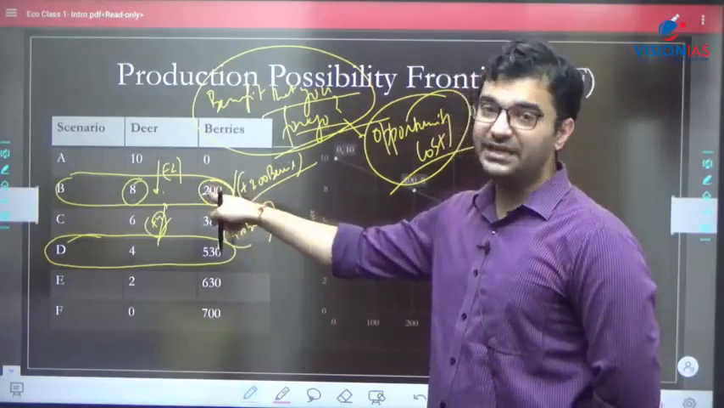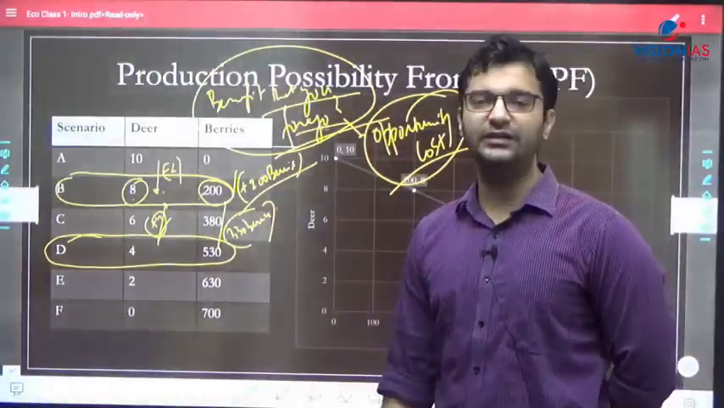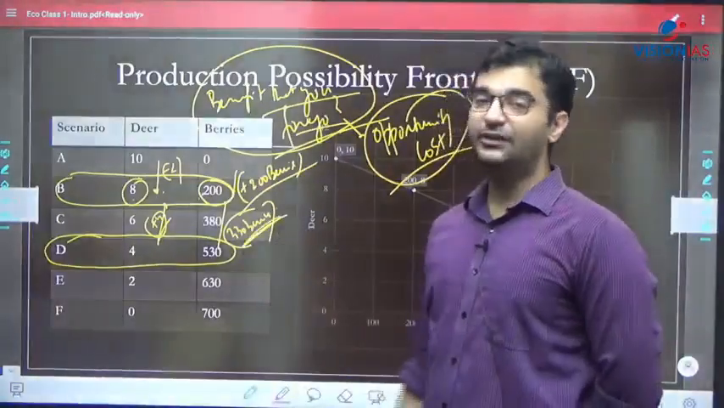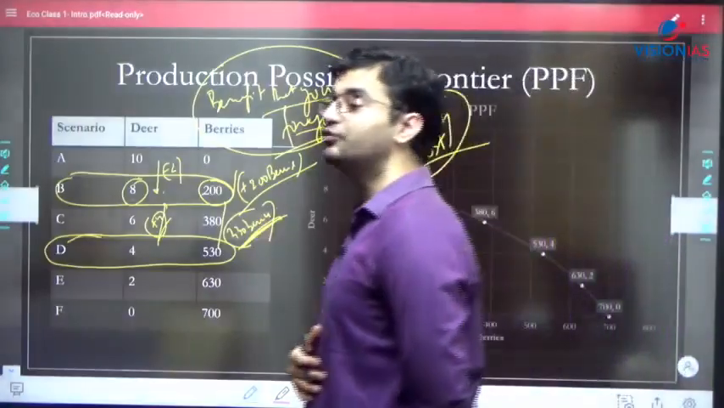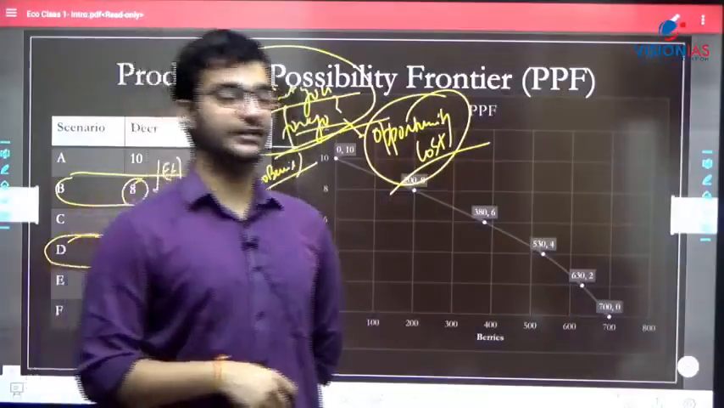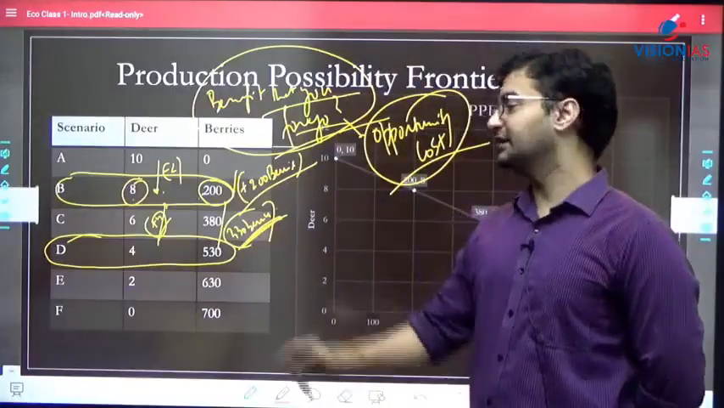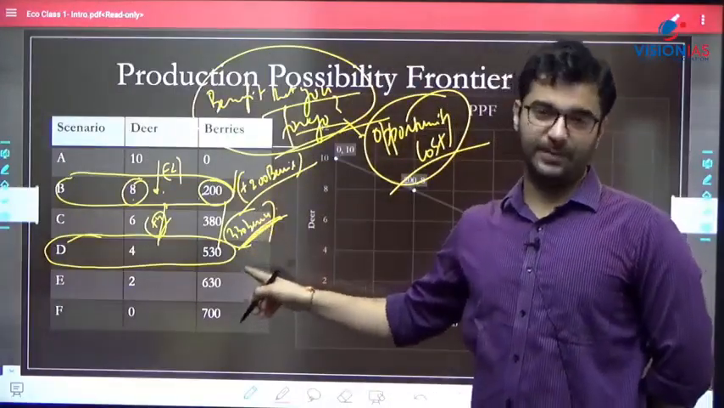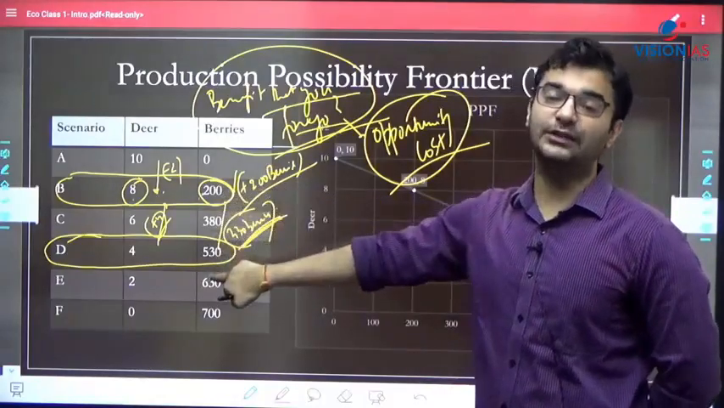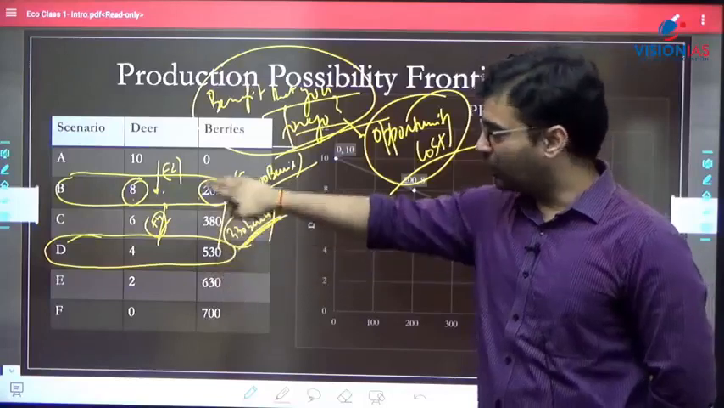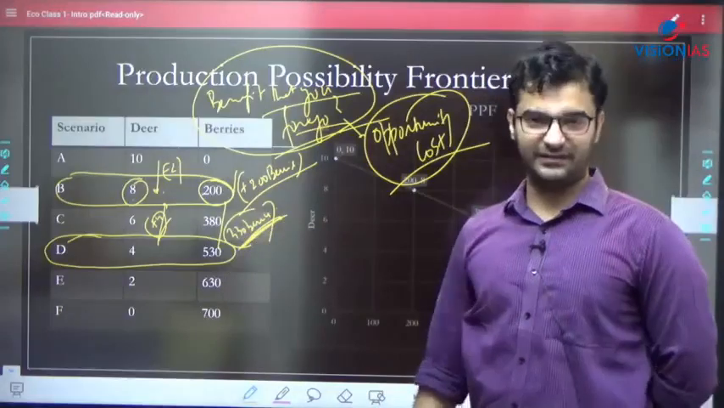By choosing B and not choosing D, what did you lose out on? What was the benefit that you have foregone? The benefit that you have foregone is 330 berries. So therefore, what is the opportunity cost? How did we define opportunity cost? Opportunity cost is the benefit foregone when you exercise an option over some other option. We call that opportunity cost. So opportunity cost of B over D is 330 berries.